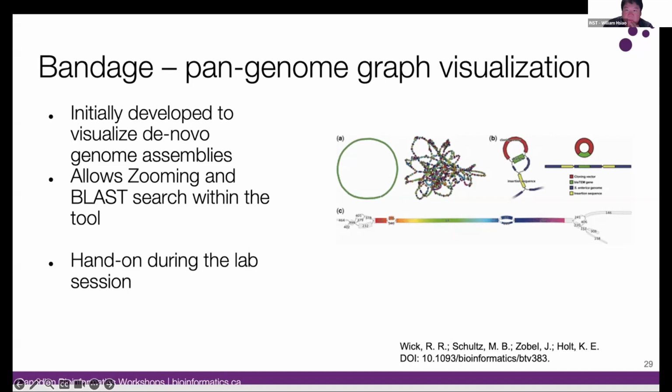So lastly, I want to quickly mention that there's another visualization tool called Bandage that you'll use in the lab. It was initially developed for visualizing de novo genome assembly. However, it allows you to zoom in and out of the visualization, and you can also do a BLAST search to match the genes to the k-mers, as I mentioned earlier.